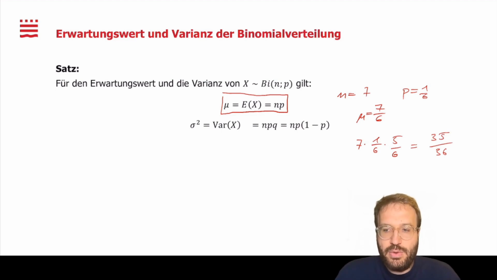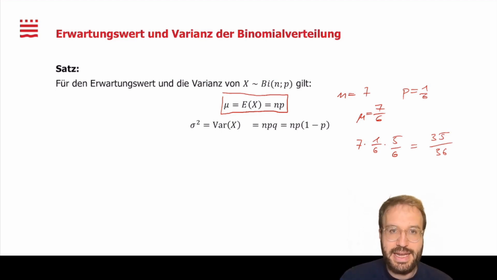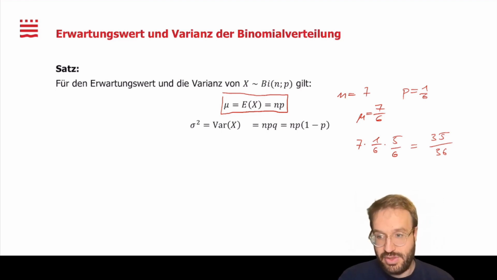Alright, so those were the two discrete distributions we wanted to look at, and in the next video we'll take a look at the first and unfortunately the only continuous distribution we'll consider, which is the Gaussian normal distribution.